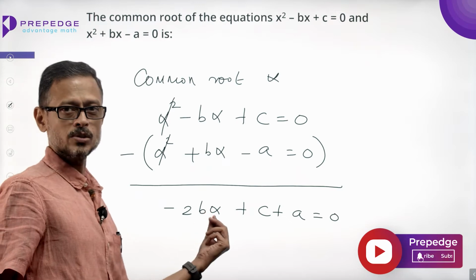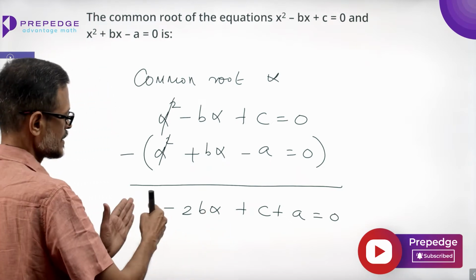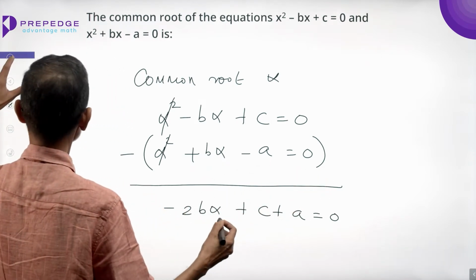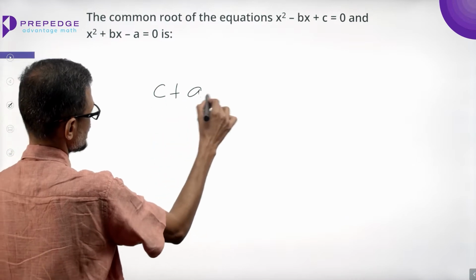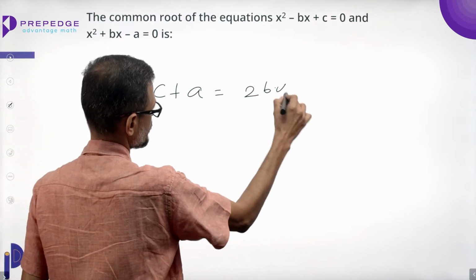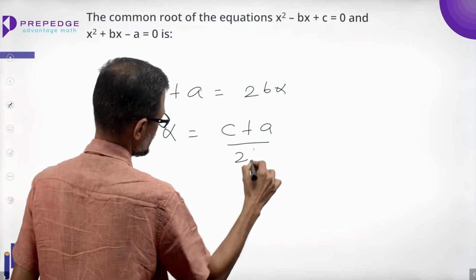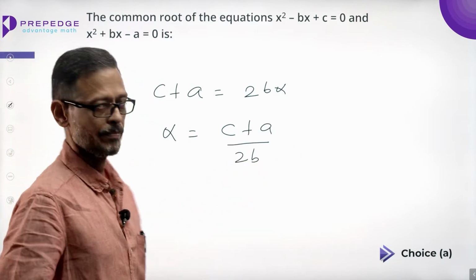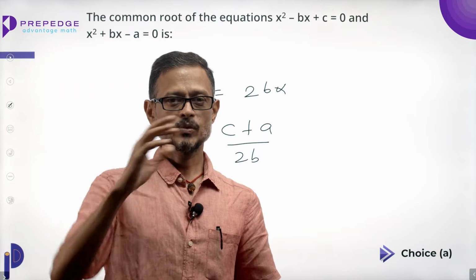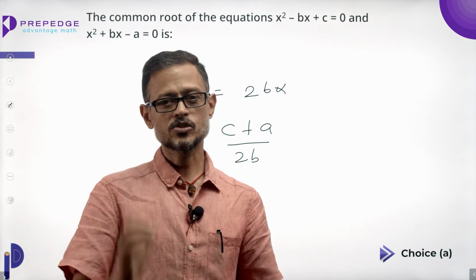நமக்கு வந்து அந்த காமன் ரூட்டோட வேல்யூ வேணும், ஆல்ஃபாவோட வேல்யூ வேணும். So let's take this minus 2b alpha to the right hand side. So we'll have c plus a is equal to 2b alpha. So the value of alpha is equal to c plus a divided by 2b. Choice A is the answer to this question. So we arrived at the answer, the common root, which is equal to choice A.